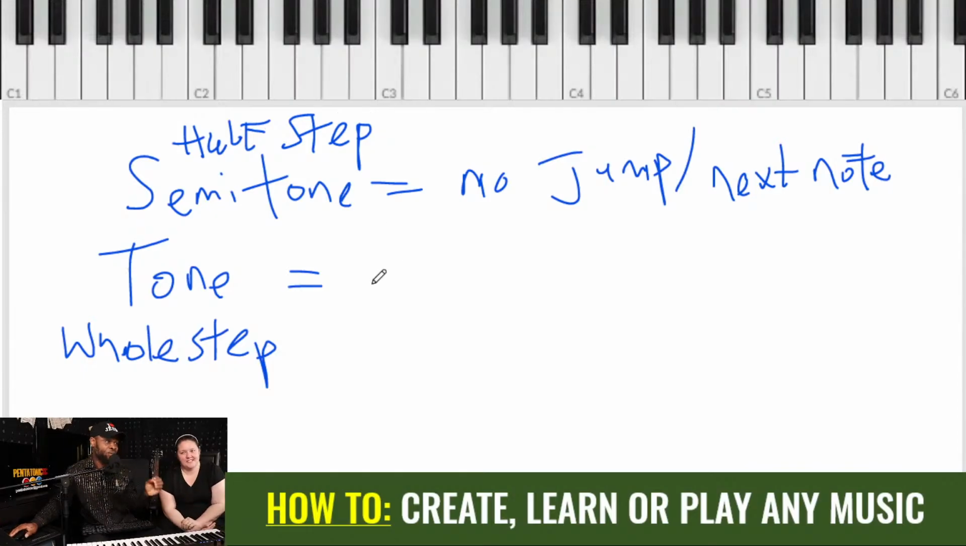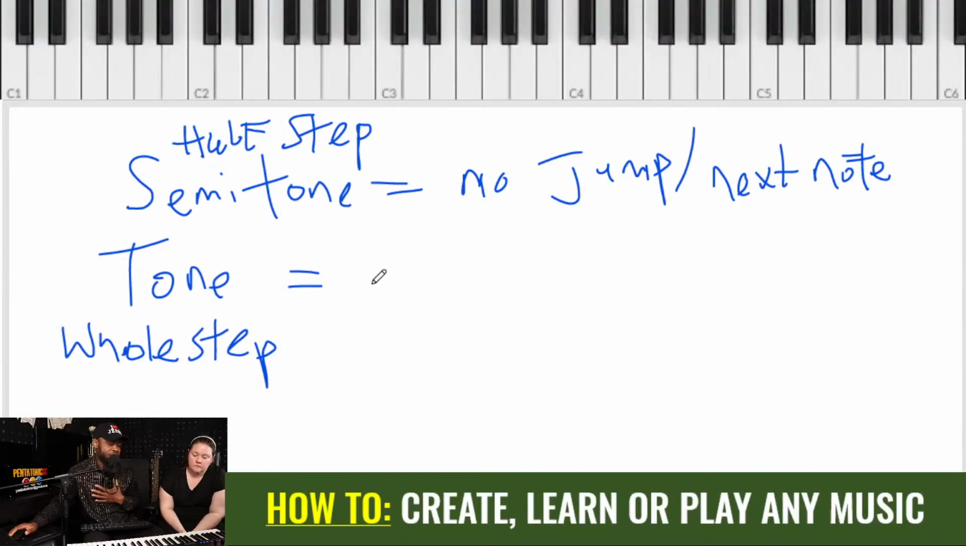So a tone basically is more like jump a note and take the next, which is more like two semitones technically. So if we're coming from here, you have to jump this one and take this one. So that's a tone. So let's try you out now.